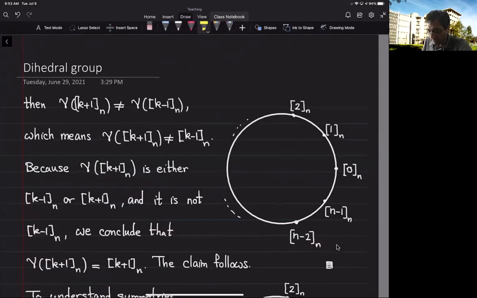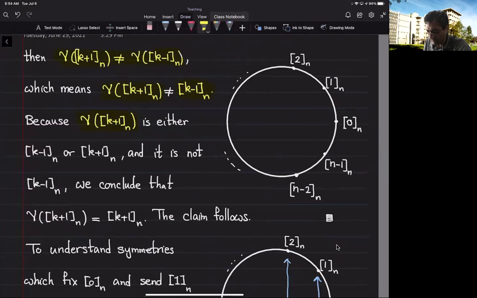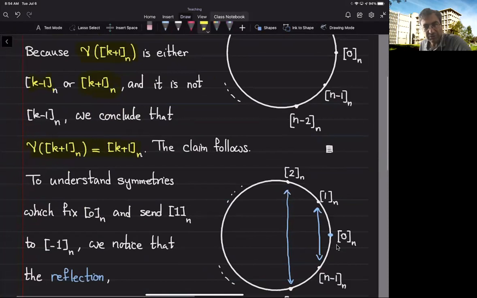So in that case, if k plus 1 is not k minus 1, their gamma should be different. So gamma of k plus 1 cannot be k minus 1. And from there, we deduce that gamma of k plus 1 should be k plus 1, because it cannot be k minus 1. And that's exactly what we wanted to show. Now, by induction, we deduce that there is a unique symmetry of the n-cycle that fixes both 0 and 1, and that is the identity.